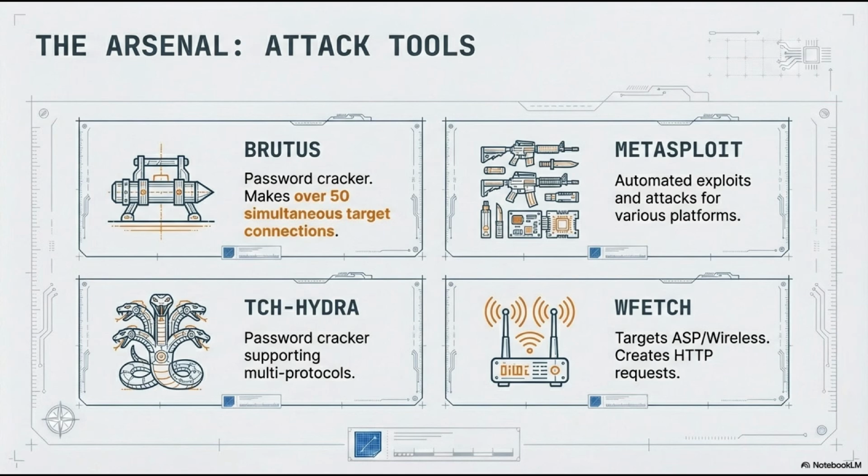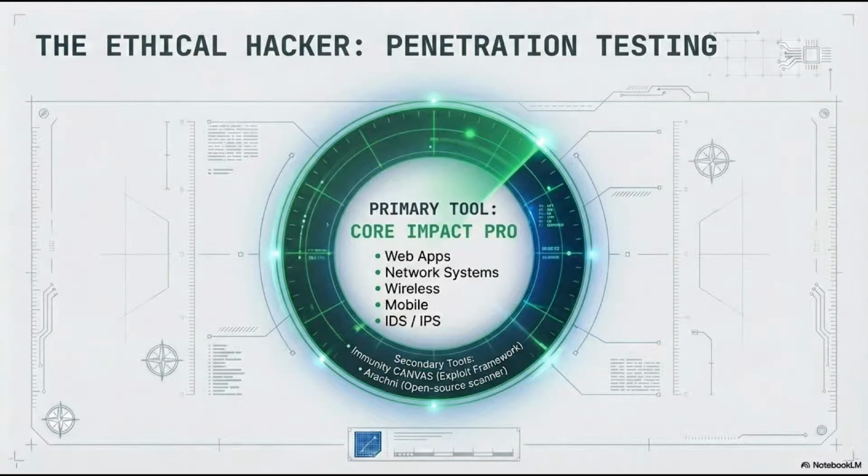That is a lot of noise. It's definitely not a subtle approach. It isn't subtle at all, but it's devastatingly effective against weak or unmonitored systems. So remember that specific number, 50 simultaneous connections. That is Brutus. Okay, but the good guys have tools too, right? I mean, we have to test our own systems to find these flaws first. Next is slide 11. Penetration testing tools.